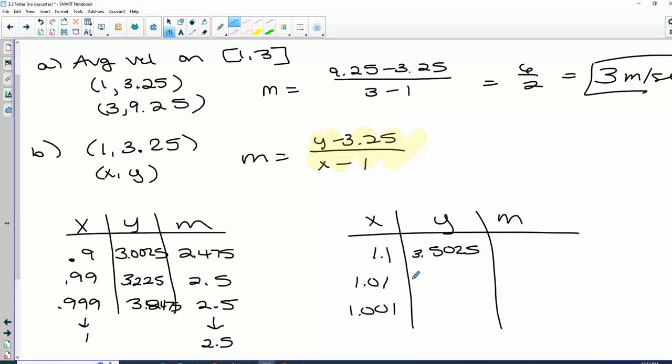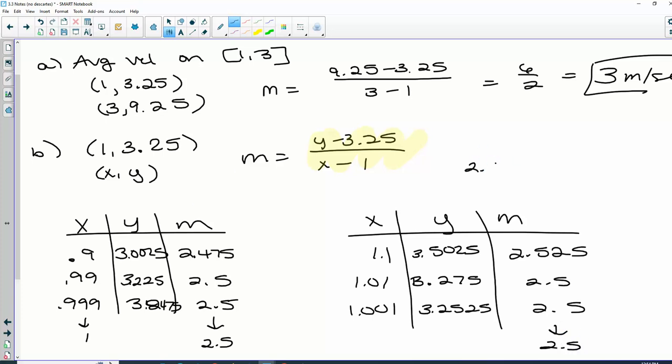So these, you again plug your x's into the original equation to get the y's. Oh, I didn't do it right. Never mind. Then you have to do the slope between them: y2 minus y1 over x2 minus x1. So we get 2.525. And again, because I didn't keep a ton of decimal places, these are going to 2.5. So from that, we could say our instantaneous velocity at 1 is 2.5 meters per second. So you need to know that average, you're just finding one slope between the points. Instantaneous is taking a bunch of slopes and looking at what they approach.